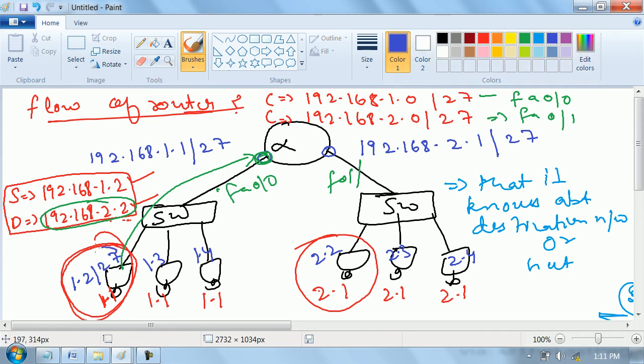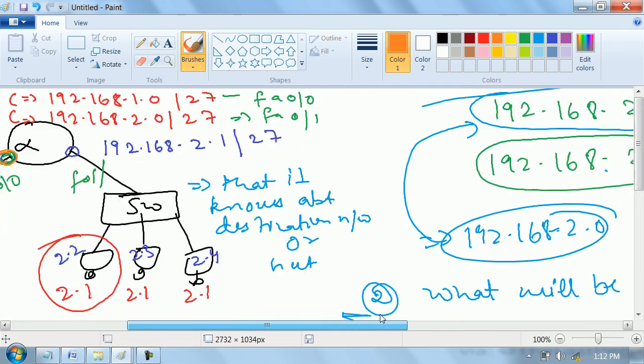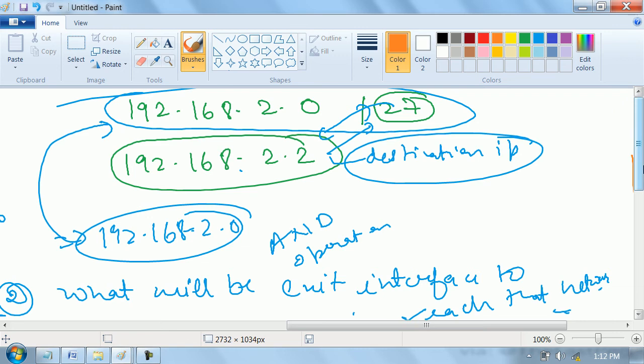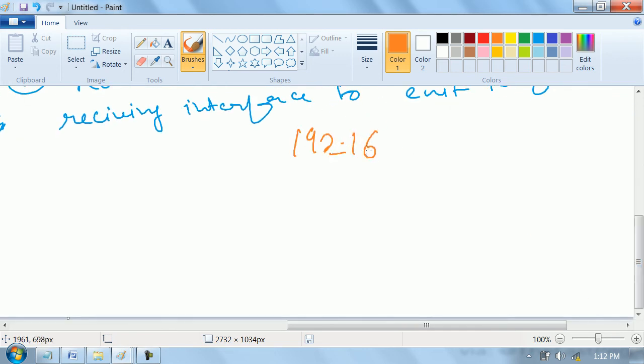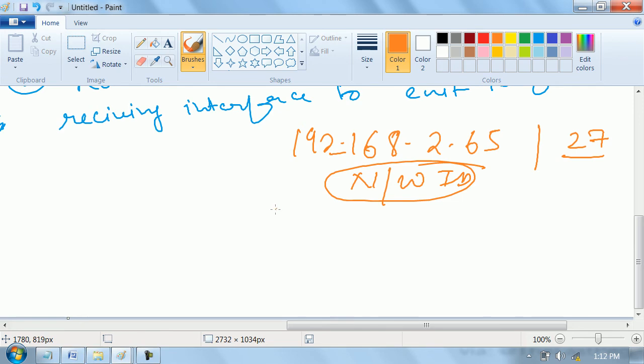From here, I am sending a packet to a destination 192.168.2.65. Agree? From here, I am sending a packet to the destination 192.168.2.65. This guy will send traffic to the default gateway. Router will receive traffic on this interface. Agree? Now, what will the router do? Destination IP is? Slash 24. Router will calculate. Network ID will be? Calculate it. What will be the network ID?